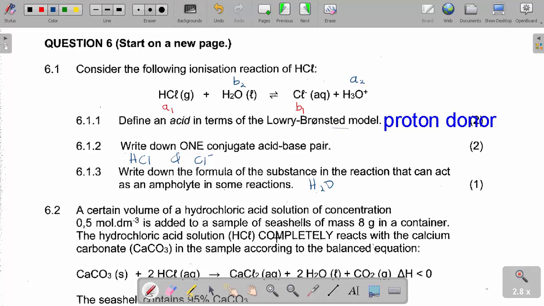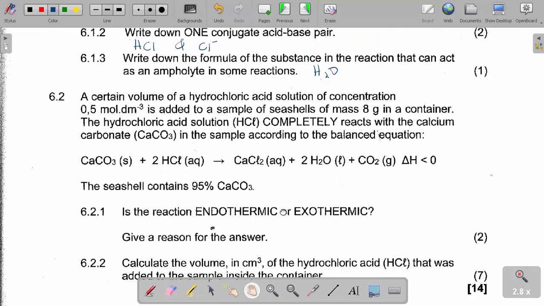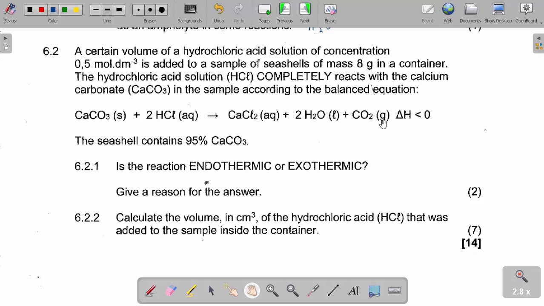And then next they said that a certain volume of hydrochloric acid solution of concentration 0.5 moles is added to a sample of seashells of mass 8 grams in a container. Hydrochloric acid solution completely reacts with the calcium carbonate in the sample according to the balanced equation below. This is our equation here. They said that the seashell contains 95% calcium carbonate. They ask, is the reaction endothermic or exothermic?